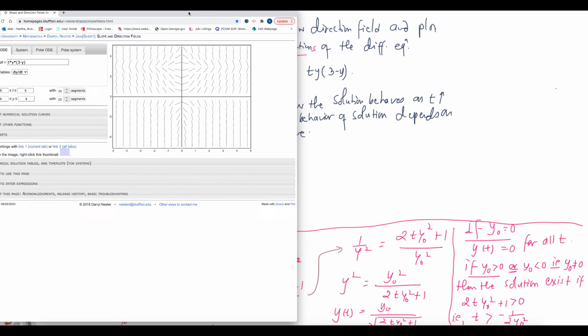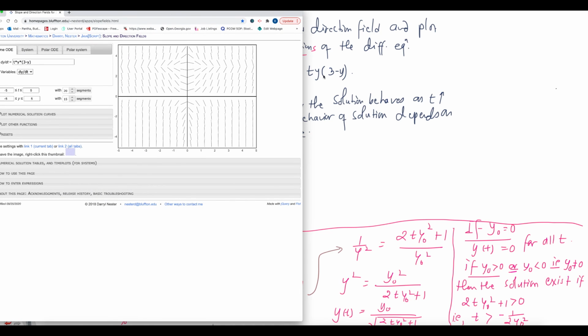So what I'm plotting is the right hand side, t times y times (3 minus y), with the variable dy over dt. I picked negative 5 to 5 for t and negative 5 to 5 for y. You can increase that to 20 on both, not a problem. The question is asking to plot several solutions, so you can click several places to see the several solutions.